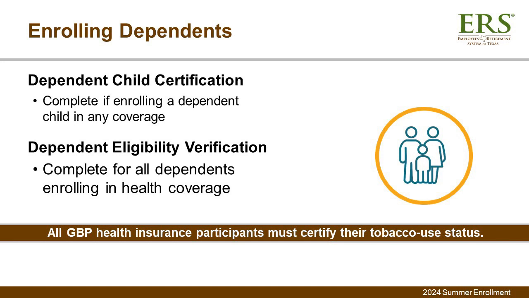All GBP health insurance plan participants must also certify their status as tobacco users or non-users, whether you use it or not. If you don't certify your tobacco use status, the system automatically defaults your status and the status of your enrolled dependents to yes, and you'll be charged the applicable monthly tobacco user premium, even if you don't use tobacco products. See page 4 of the Active Employee Summer Enrollment Guide for more information.